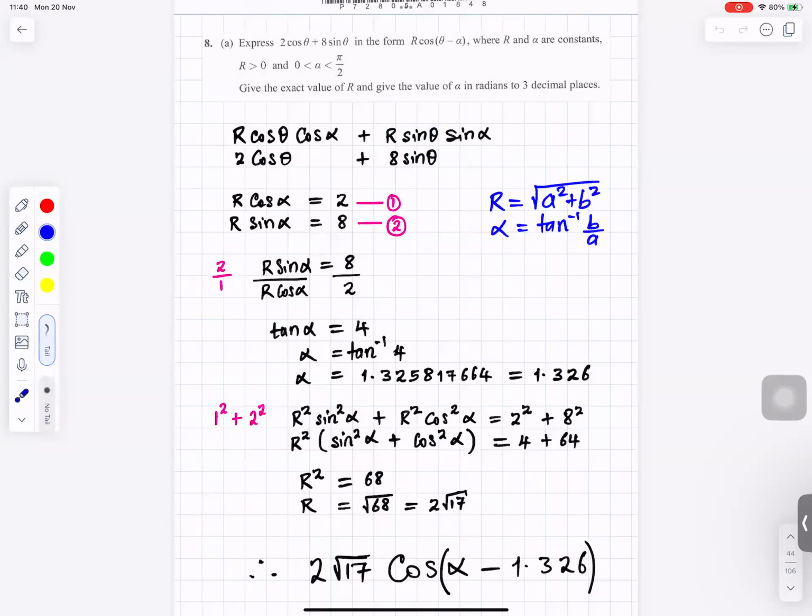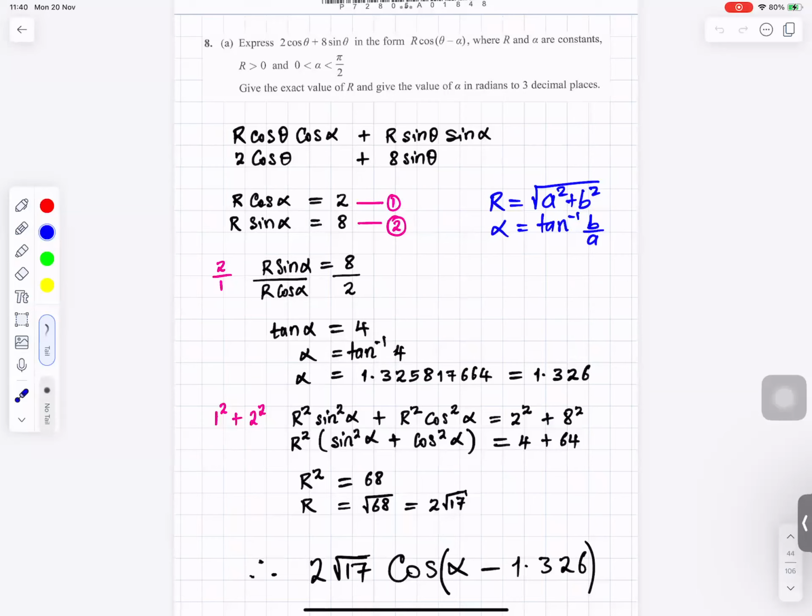We want to solve those two equations. How did I get that first one? I expand this using the cosine compound angle formula. So to solve them, you do equation 2 divided by 1. So the R will cancel. Sine divided by cos is tan. So the angle will be inverse tangent of 4, which is 1.326. You use your calculator in radians.